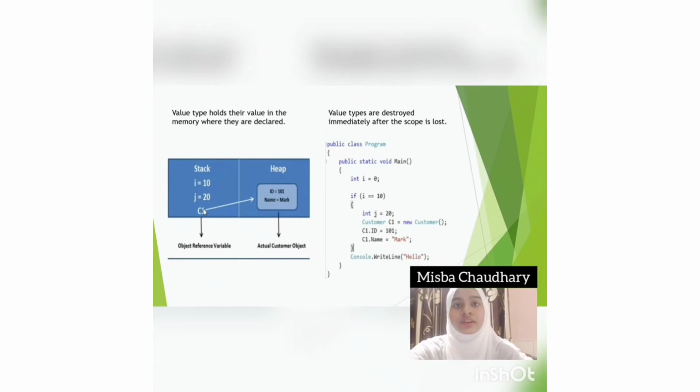Next is value types are destroyed immediately after the scope is lost. So in this program, as you can see, the i variable has a scope for the entire main method, whereas the j variable has scope only within the if block. What this means is the j variable will be destroyed before i, and then i will be destroyed.